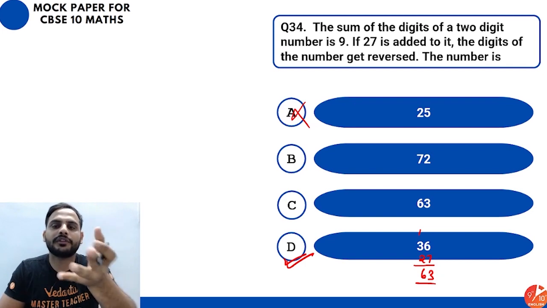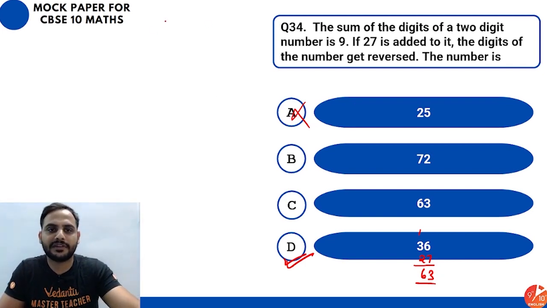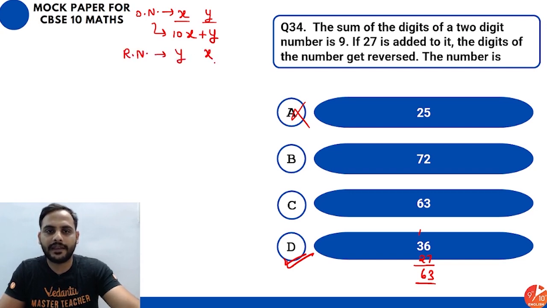Now, how to solve this with the help of an equation? So better देखो, first thing they are saying, let's say the number is in this form. This is, let's say, my original number. X is the tens digit, y is the unit digit. So my original number will be 10 into x plus y. Then my reverse number is going to be in this form, y and x. The reverse number form will be 10 into y plus x.